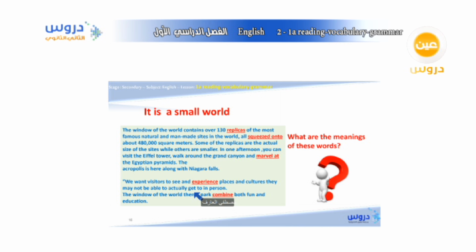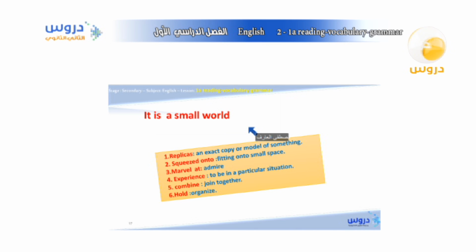We want visitors to see and experience places and cultures they may not be able to actually get to in person. So the Window of the World theme park combines both fun and education. So maybe you don't have time or money to visit all the landmarks in the world. So they made this place called the Window of the World, and it's a very big park where you can see some small shapes and sometimes big shapes of all the famous landmarks in the world in one place. It's a nice place to go.